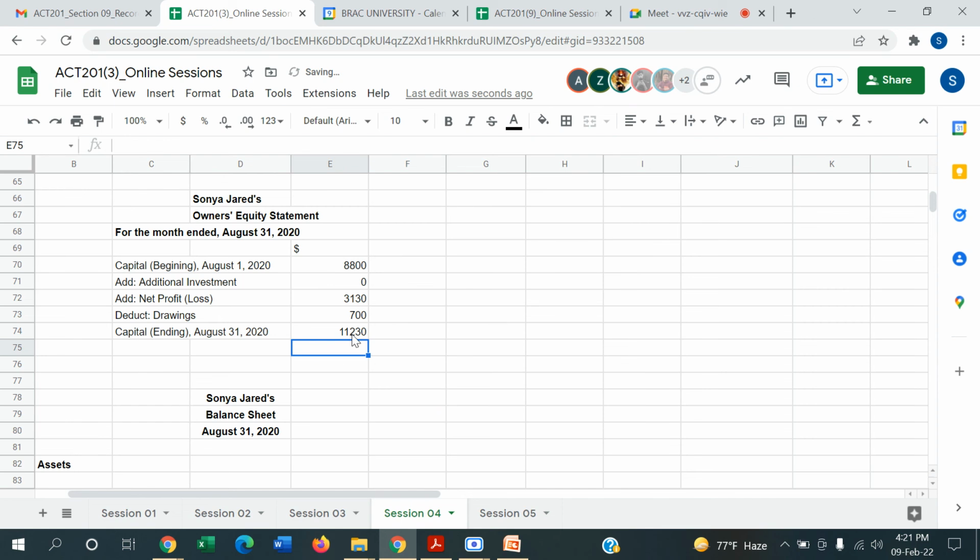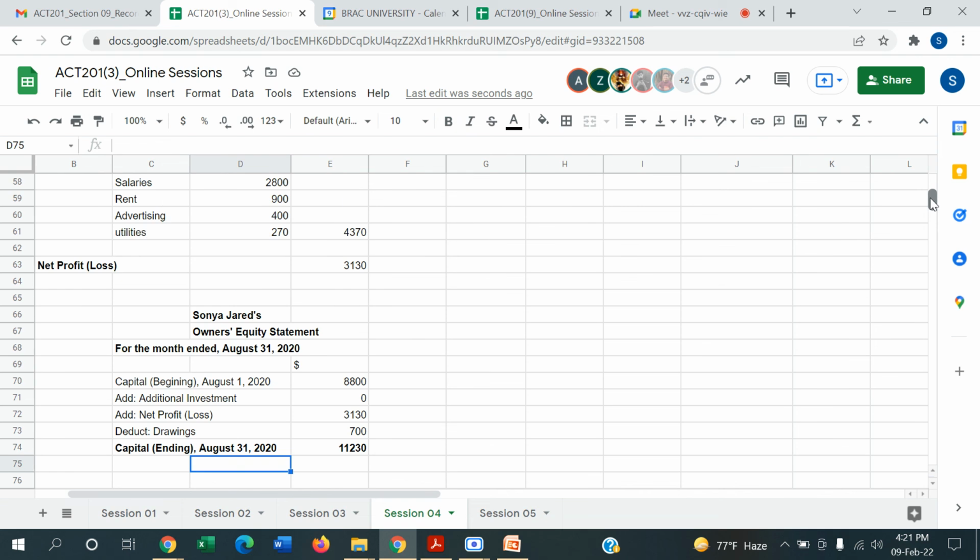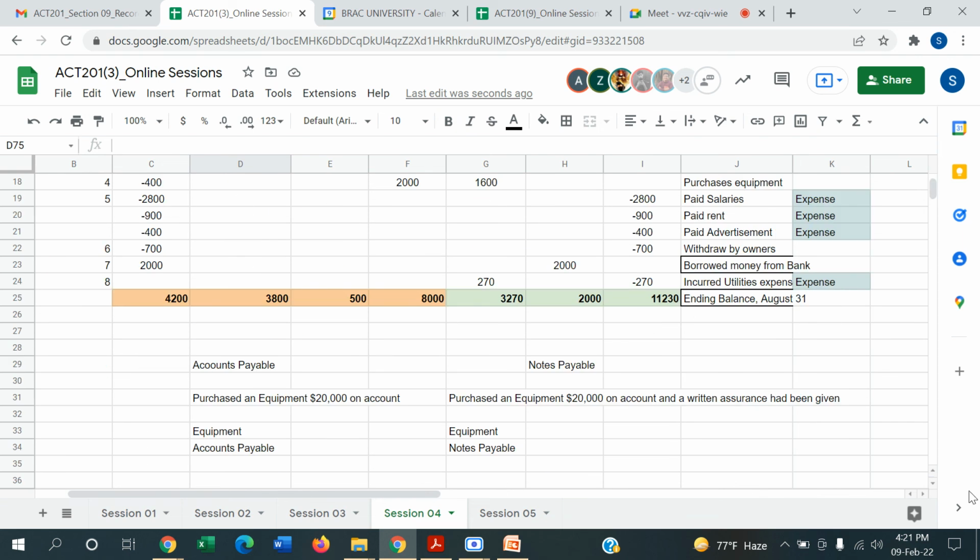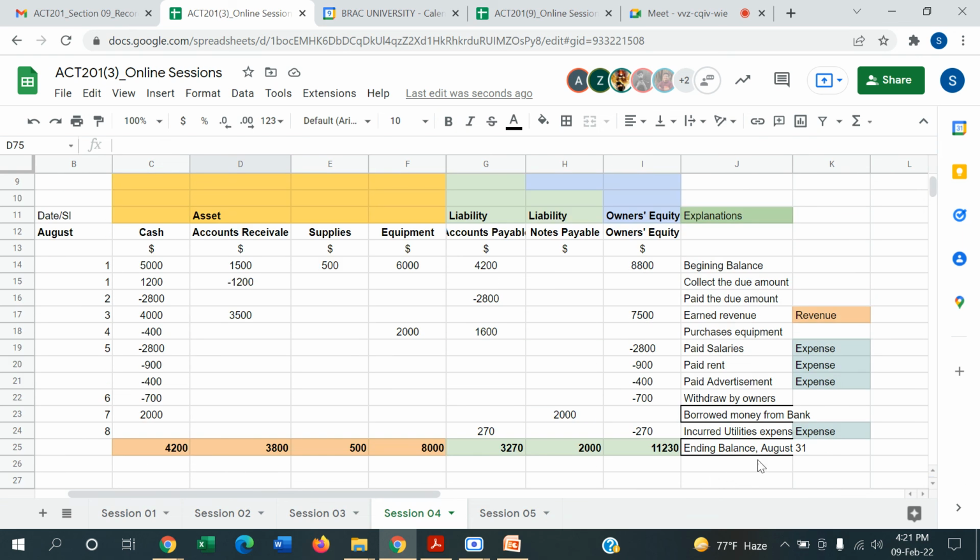Then we can find out what is the ending capital, which the amount is 11,230. So according to the owner's equity statement, the ending balance of the capital or ending balance of owner's equity should be 11,230. Now, if you look at the tabular analysis, the tabular analysis also shows that the ending balance of owner's equity is 11,230. That means these two must be the same. If these two are not the same, you need to think that you made some mistake transferring information from the tabular analysis to the owner's equity statement or to the income statement.